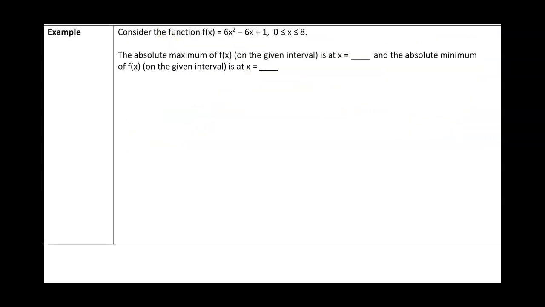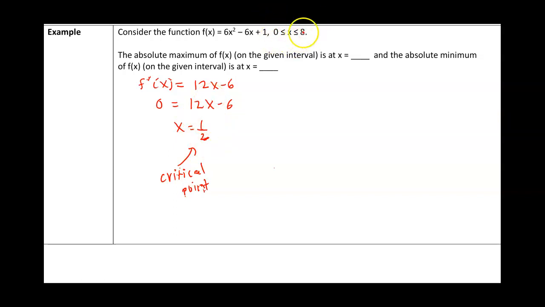We have the function 6x squared minus 6x plus 1, and the closed interval is between 0 and 8. So our endpoints are going to be 0 and 8. But we still need to know, do we have a critical point between 0 and 8? To find a critical point, I'm going to set the first derivative, which is 12x minus 6, equal to 0. Remember, critical points we find by setting the derivative equal to 0 or where it's undefined. But so far, it's always been equal to 0. If I solve, I get x equals 1/2. Now we have to make sure that x equals 1/2 is between this interval 0 to 8, because that's the only interval we're looking at. And it is, 1/2 is between 0 and 8.